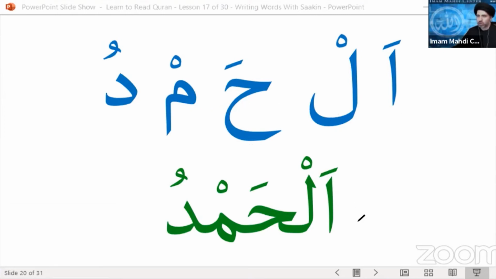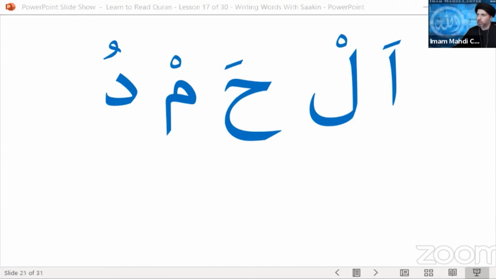And then we join the letters together as you see down here. And of course the alif does not connect on its left, so there's a space. Then the lowercase lam, connected to the lowercase ha, connected to the lowercase mim, and then the dal at the end. Alhamdu. And now when we write it ourselves, you write it likewise.